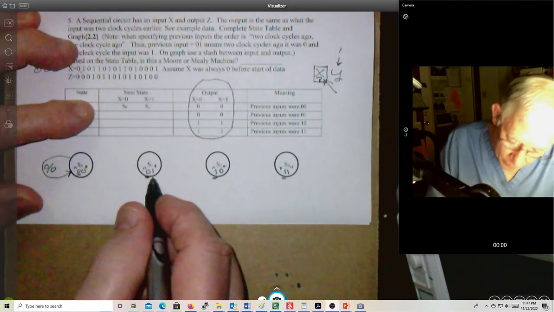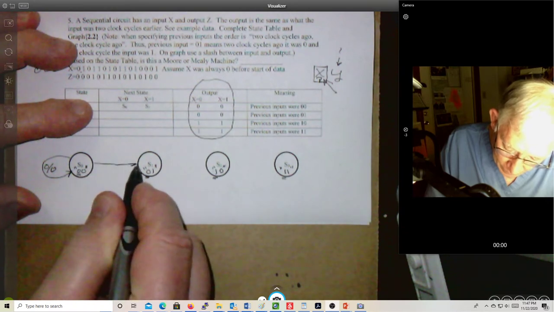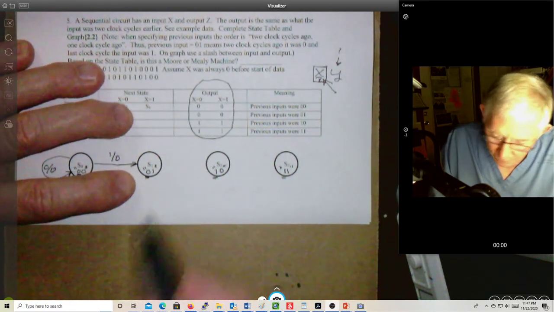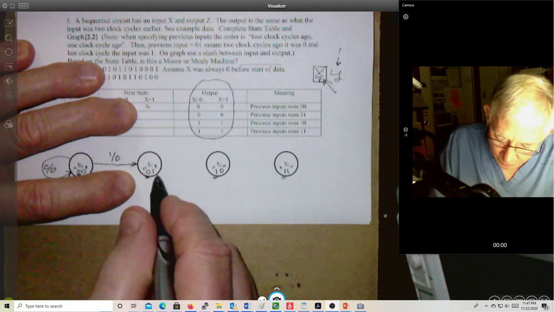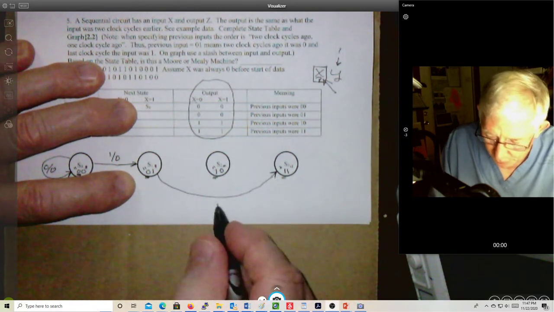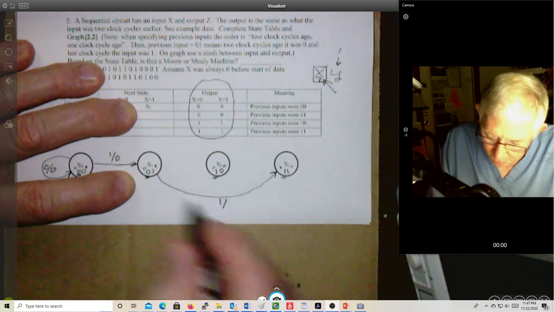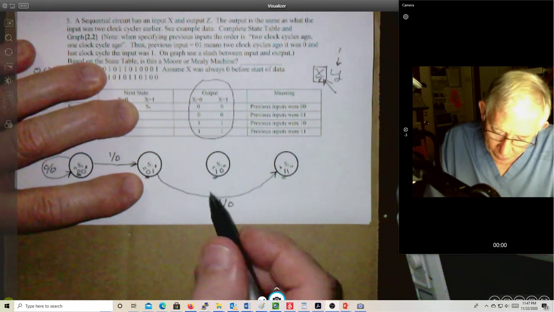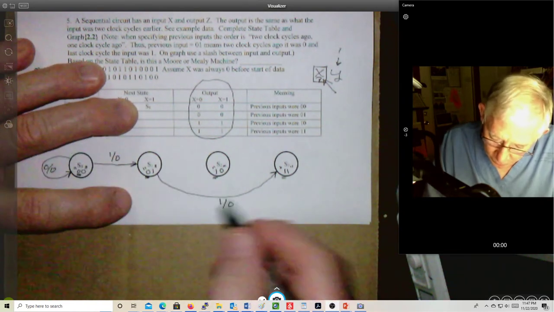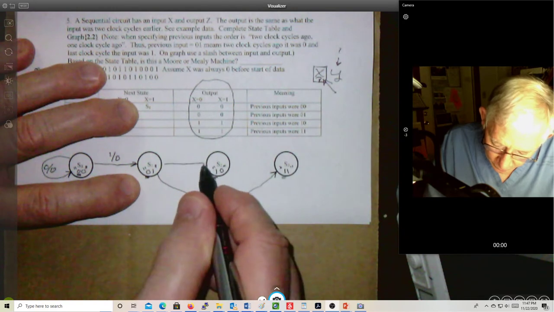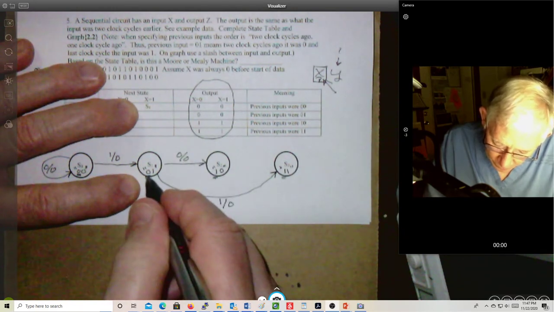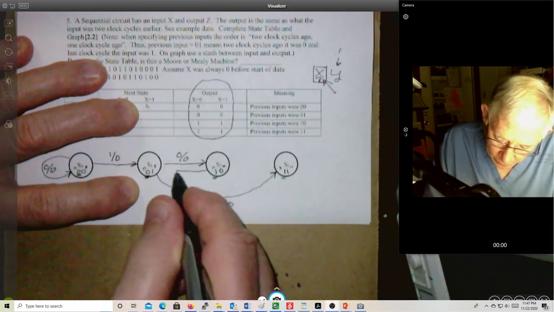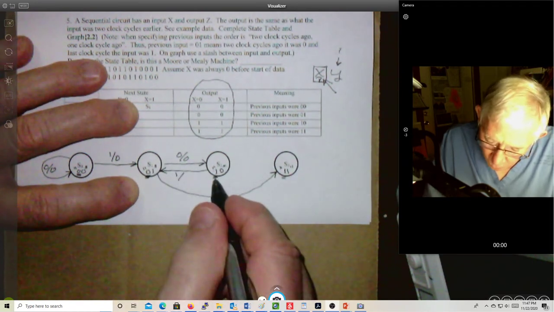Okay, now if we get a 1, we're going here. And we're going to output the 0 because we're still outputting this. Now if we're in S1 and we get a 1, then we're going to have 2 1s. So we're going to go here. It's very similar to this other problem, but it's not the same. And we're going to output a zero. If, on the other hand, we get a zero, then we're going to go here, and we're still going to output a zero because we're doing this. Now, in S2, if we get a 1, we're going to go back here and output a 1.